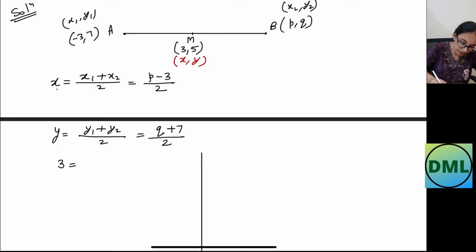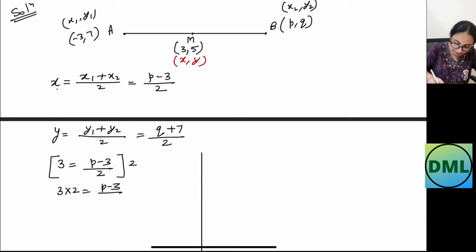So 3 is equal to (p minus 3) by 2. What I'm going to do here is multiply the full equation by 2. So it will be 3 times 2 is equal to (p minus 3) by 2 multiplied by 2. So 2 will get cancelled with 2. I have 6 is equal to p minus 3. Move this 3 to the left hand side. It will be p is equal to 6 plus 3.